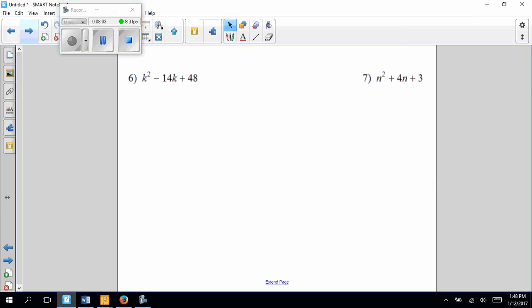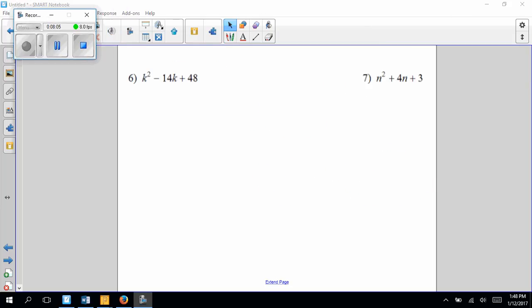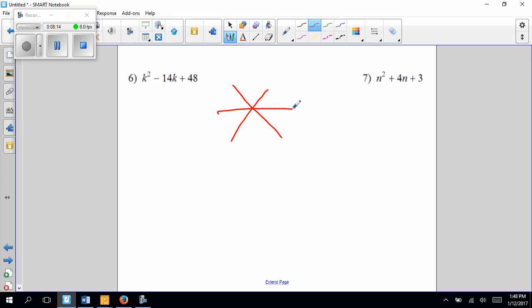Moving on. We're 8 minutes in here. We get cooking. Question number 6. I look at it right away. There's nothing that you can pull out of 1, 14, and 48. So I make my x, cross it over. A times c is 48. Got it. My b term is -14. Got it. What multiplies to get 48 and adds to get -14?